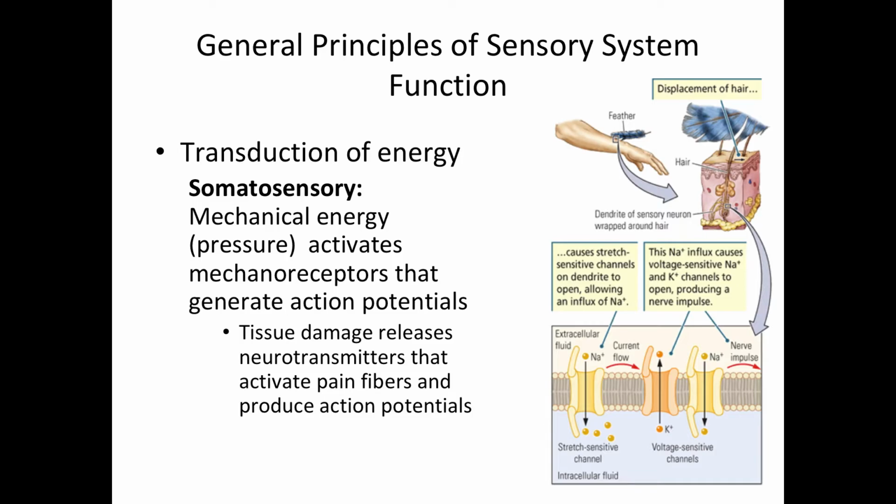In pain sensation, whenever there's tissue damage, that releases chemicals that act like neurotransmitters to activate pain fibers that produce action potentials. So it's a tiny bit different for pain versus touch, but they technically follow the same pathway. Eventually, when these neurons in our skin get action potentials, they send them through the spinal cord up towards our brain.